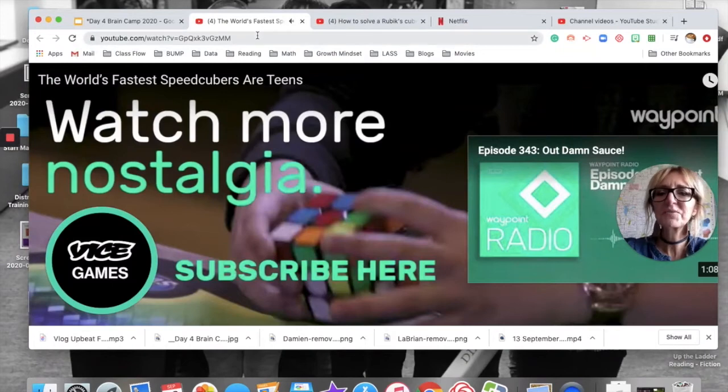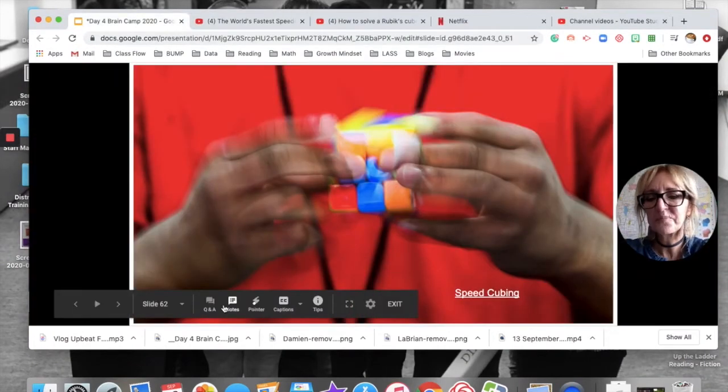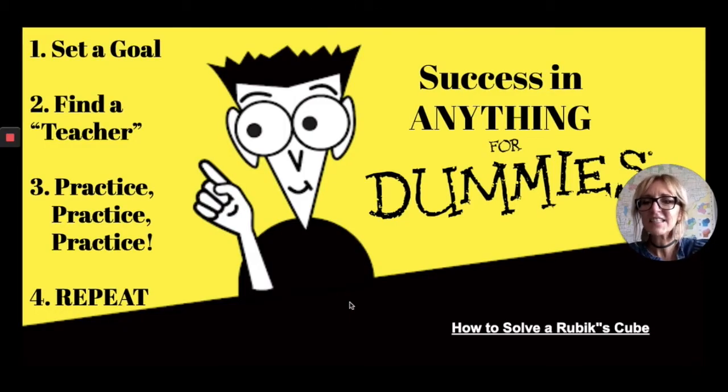So I just thought that was really interesting when I first heard it from LeBrian, who was telling me that he and Damien had been doing that, which kind of created an interest in me in the idea of solving a Rubik's Cube. What would that look like?